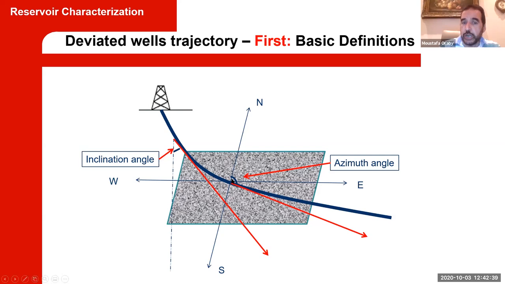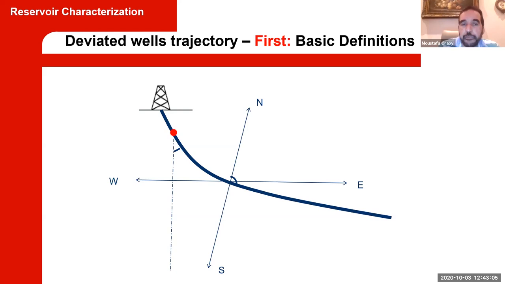You come to the landing, that layer that you want to see how things are going. You take a tangent here, you measure the angle clockwise from north, and we call this the azimuth angle. So we have the azimuth angle and the inclination angle as per the well trajectory that we see right there.